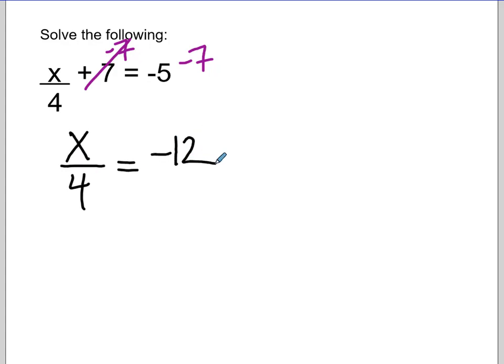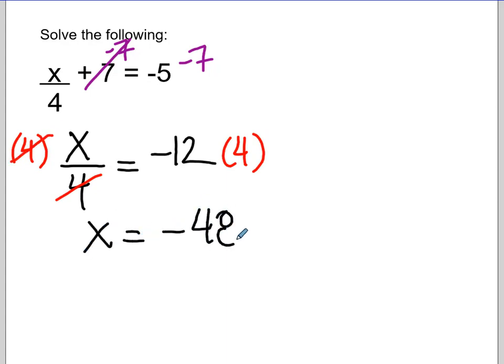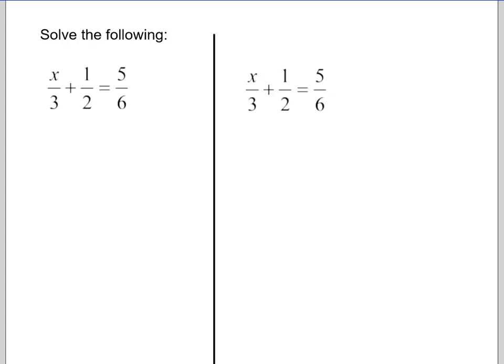Now the opposite of multiplying by 4, sorry, the opposite of dividing by 4 is multiplying by 4. So those would cancel, and x would equal -48. There, you did your first fraction problem. No worries. Okay, now don't panic.